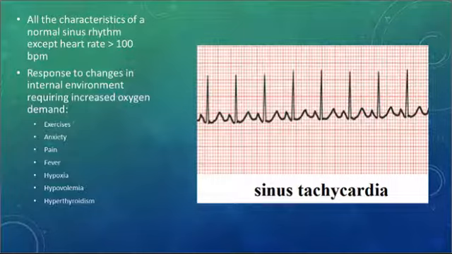Sinus tachycardia has all characteristics of the normal sinus rhythm except your heart rate is greater than 100. Your PRQRST, all those things are normal, just your rate is faster than 100 beats per minute. It can be a response to internal changes: exercise, anxiety, pain, fever, hypoxia, hypovolemia, hyperthyroidism, and there is a question on this.